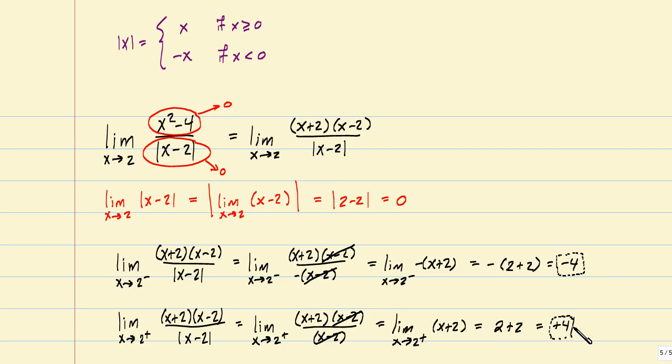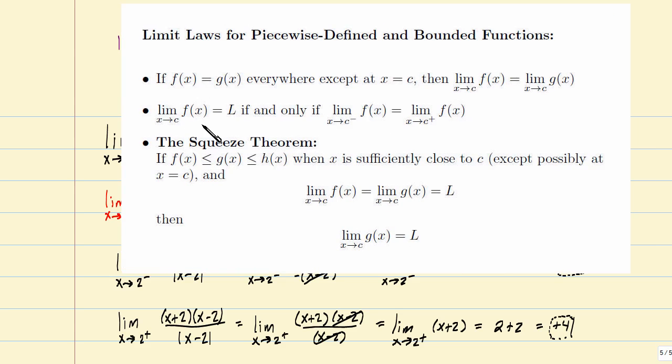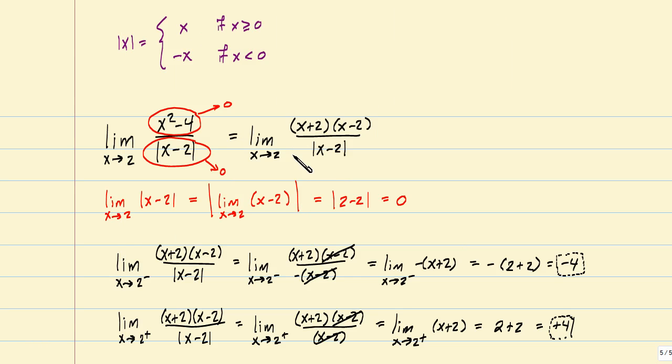Now, what happened here? The behavior on the left and the behavior on the right disagreed. That means this limit up here can't exist. We have a limit law to that effect. Look. We can only say this limit exists if the left limit and the right limit both exist and agree in value. So we can say that this limit here does not exist.